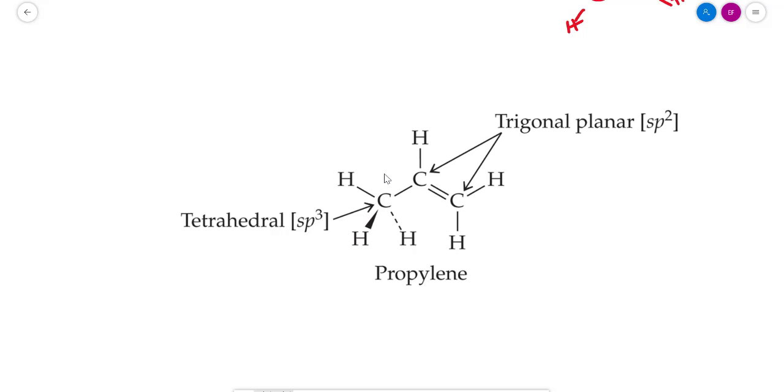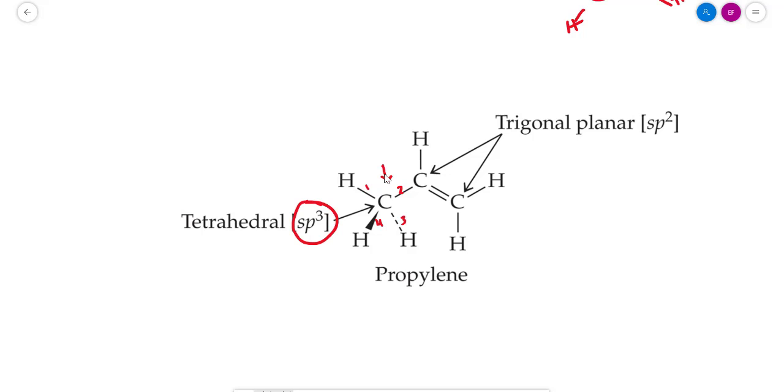So if we look at the carbon here, you can see that it's got 1, 2, 3, 4 bonds, 4 charge clouds. That means it's got to have an sp3 type tetrahedral hybridization. That's all we need to know. It's as simple as that. 4 charge clouds will always have an sp3 type hybridization.